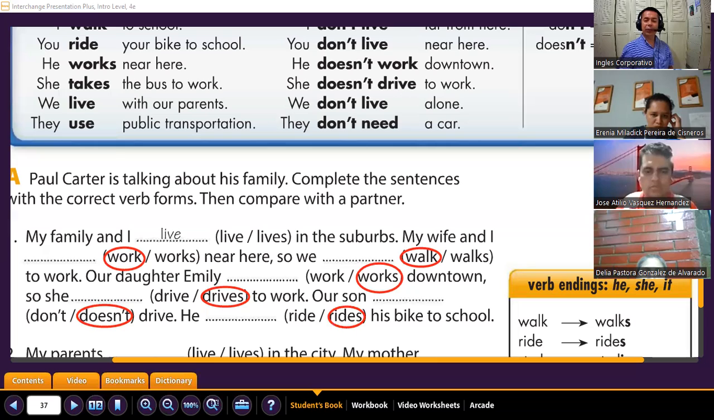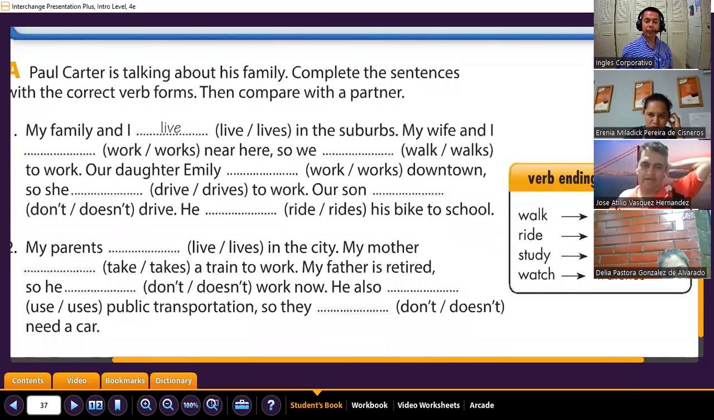Now, let's go to the next one. Teacher. Yes, tell me. I had a question. Tell me. What's the difference between ride and ride?